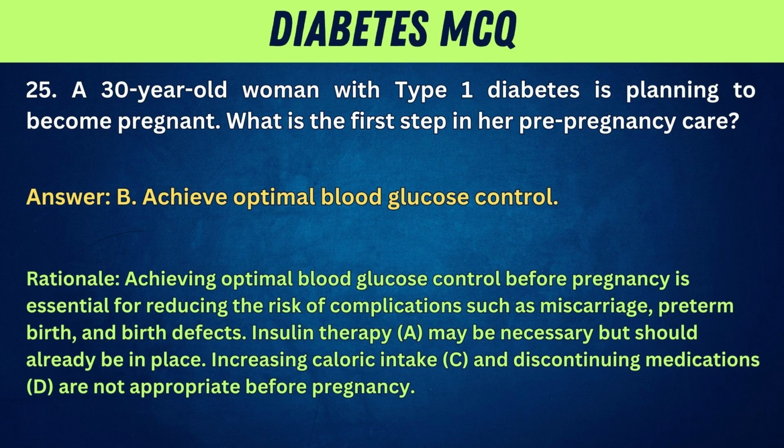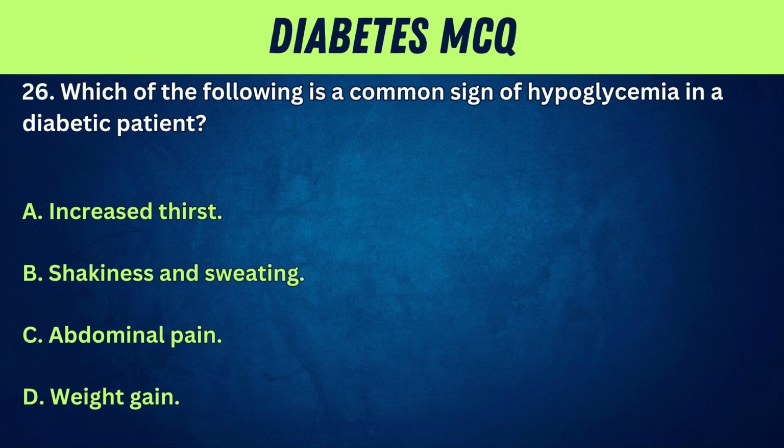Rationale: achieving optimal blood glucose control before pregnancy is essential for reducing the risk of complications such as miscarriage, preterm birth, and birth defects. Insulin therapy, A, may be necessary but should already be in place. Increasing caloric intake, C, and discontinuing medications, D, are not appropriate before pregnancy. 26.